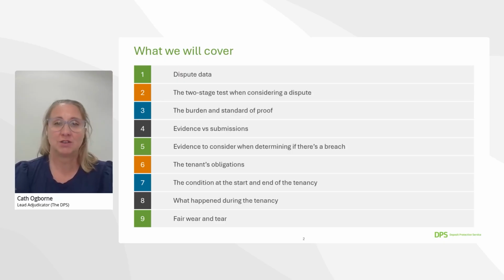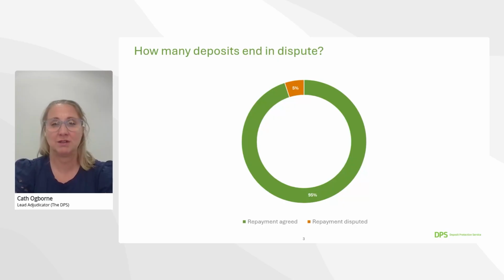We're then going to have a little look at the 2-stage test that the adjudicator will consider when reviewing whether or not to make a deduction in favour of the landlord from the deposit. We'll look at the burden and standard of proof, evidence versus submissions. We'll have a little think about what evidence might be needed to determine if there is a breach, what the tenant's obligations are, having a think about the condition of the property at the start of the tenancy, also what happened during the tenancy, and then we'll finish off by having a little bit of a think about fair wear and tear.